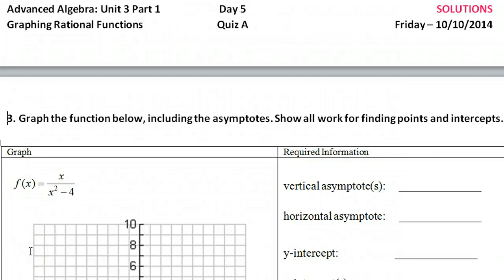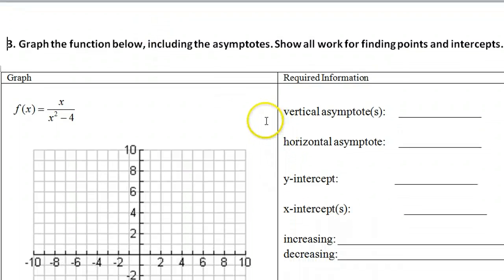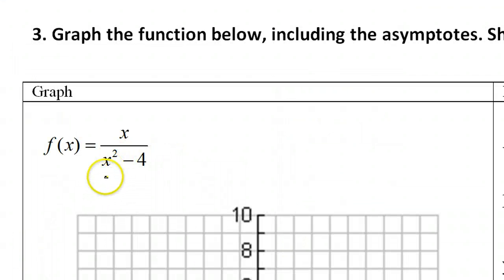All right, this is part 2 of our quiz on graphing rational functions. Picking up here with number 3, we are graphing a different type of rational function. Promises to be interesting. Okay, vertical asymptotes.